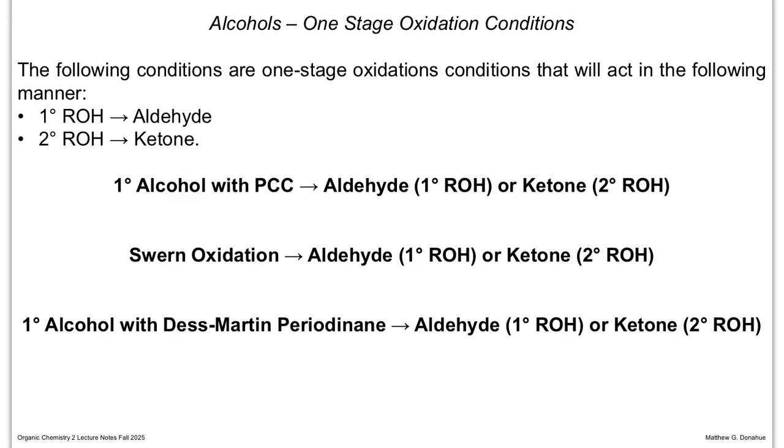So how do we actually do this? The three reactions that we see apply to both primary and secondary. And these are the one-stage conditions. So a primary is always going to go to an aldehyde. A secondary is always going to go to a ketone.